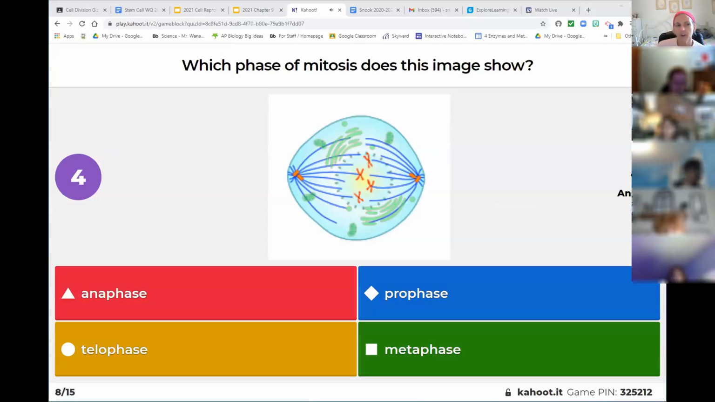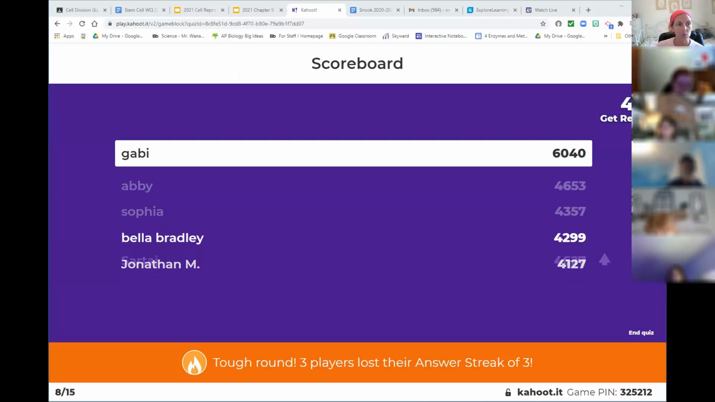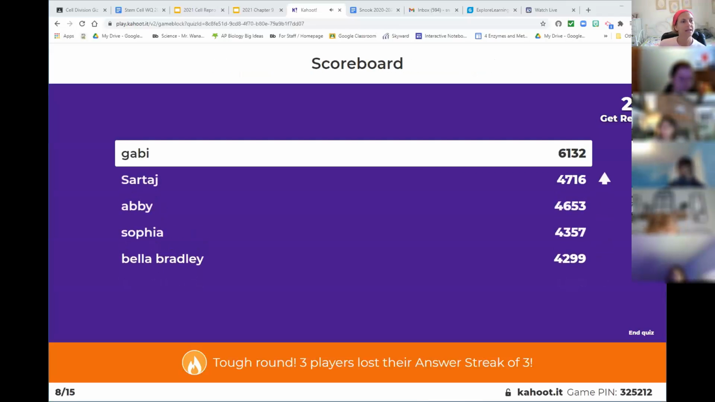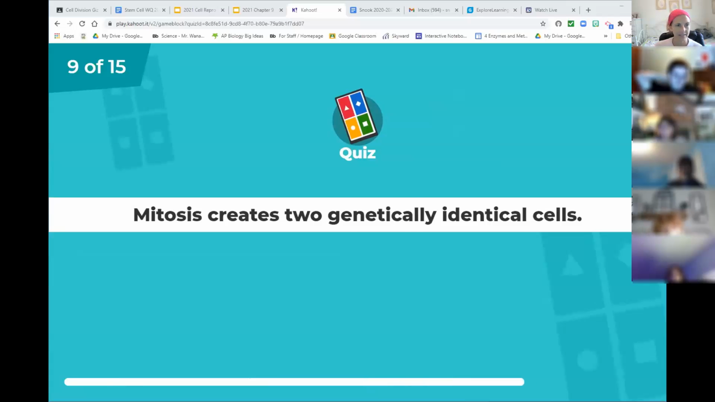Okay, they don't seem like they're quite at the center line. So it's going to be shy of the center. Prophase it is. It almost looked like metaphase. Metaphase, they got to be right in the middle. Sartage makes a big jump. Nice work. Gabby's holding strong at the top.